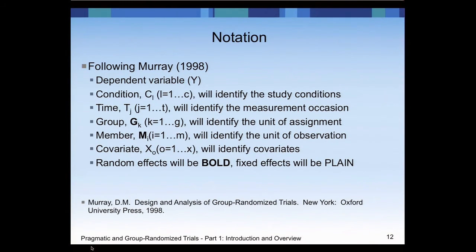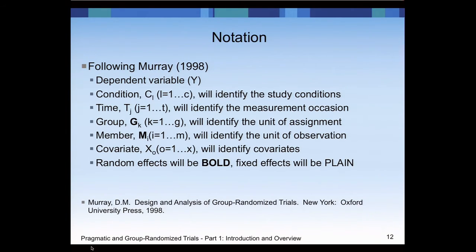Like just about everybody else, I use Y to refer to the dependent variable. I use condition to refer to the study conditions or arms of the trial. I use time to refer to measurement occasions, often a pretest, post-test, sometimes there are more. I use group to refer to the unit of assignment, and this is a departure for me. Many people use group to refer to study condition, and we'll talk about the treatment group or the control group. I don't use group in that way. I use group to refer to the unit of assignment because I think in terms of group randomized trials, I'm randomly assigning groups to study conditions.